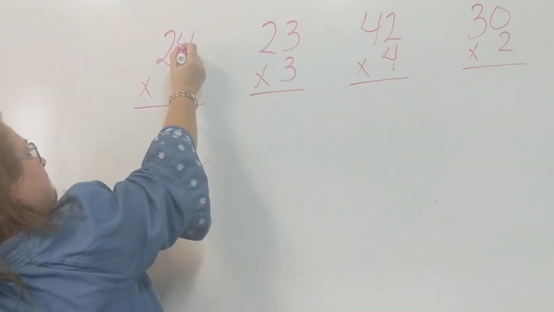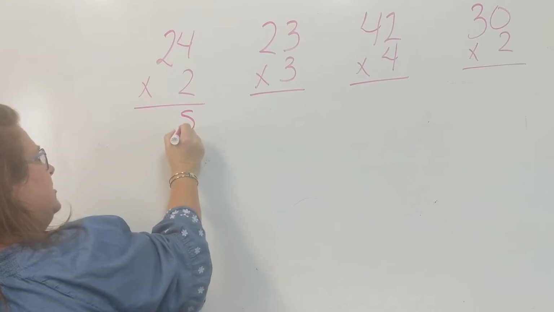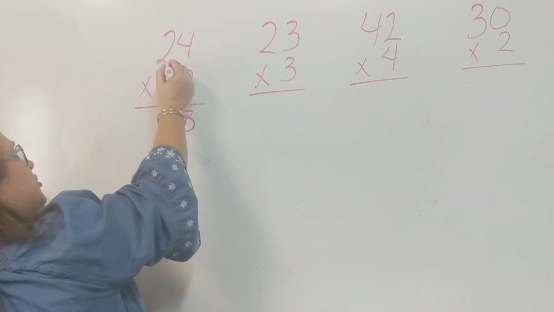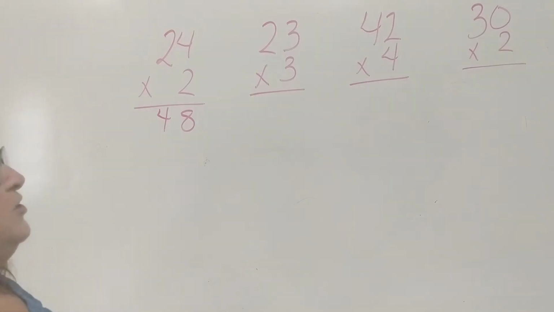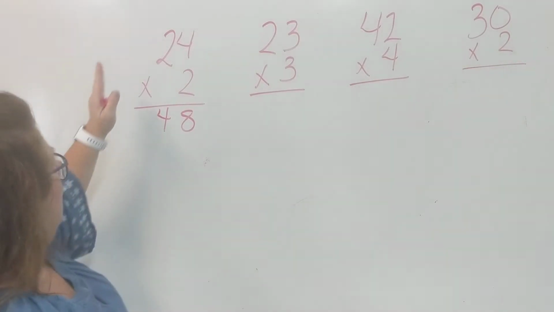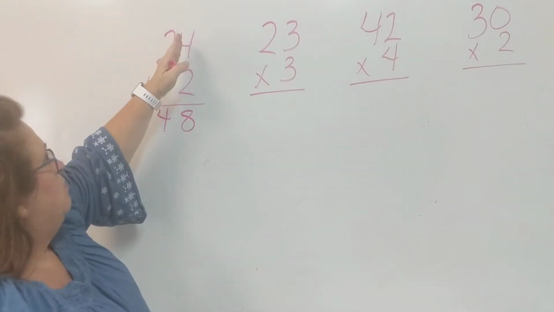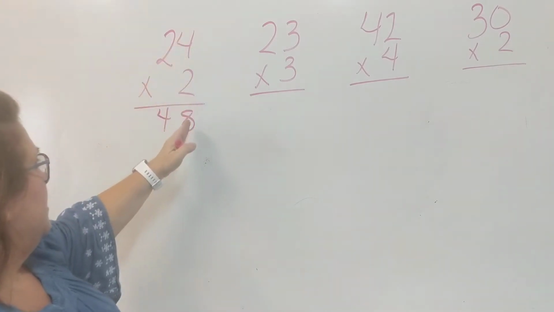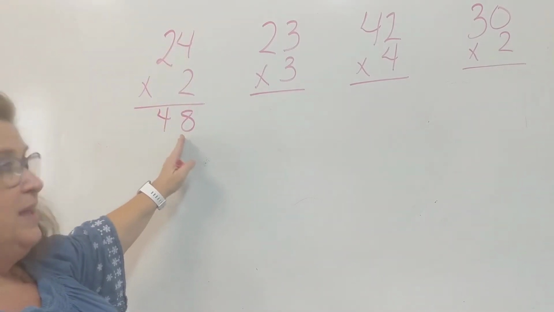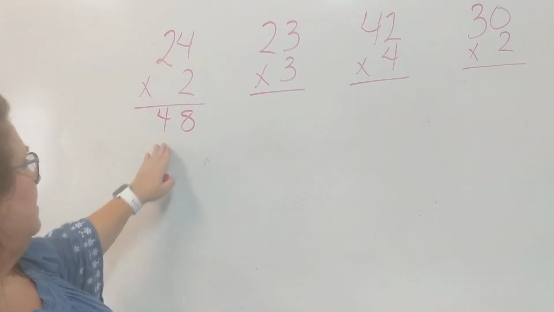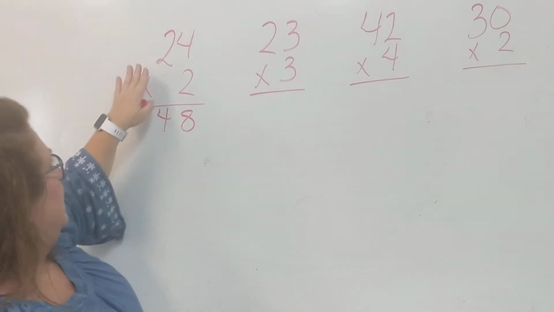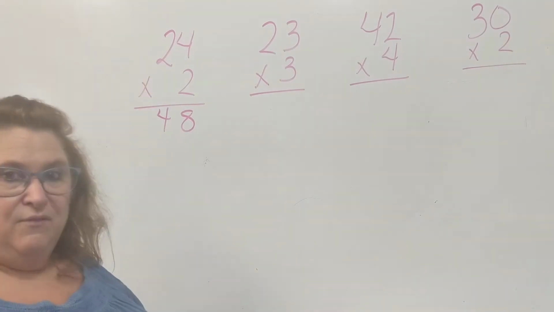We're going to multiply 4 times 2 equals 8. And then we're going to multiply 2 times 2 equals 4. And that's how we do it. We have to be sure that whatever digit we're multiplying by in the top factor, that our number goes straight under that digit. So 4 times 2 is 8, and 2 times 2 is 4. That is how we multiply by a two-digit factor.